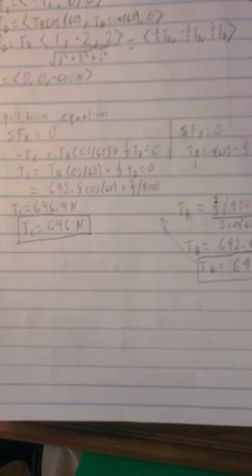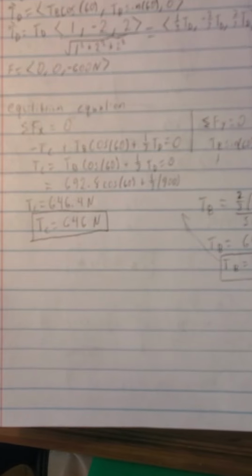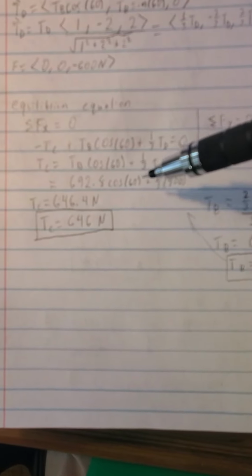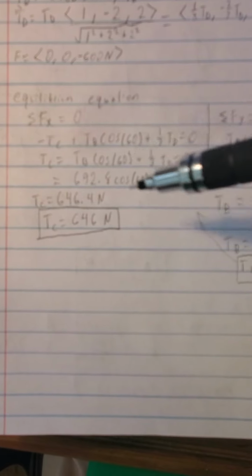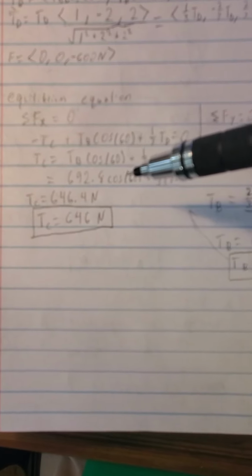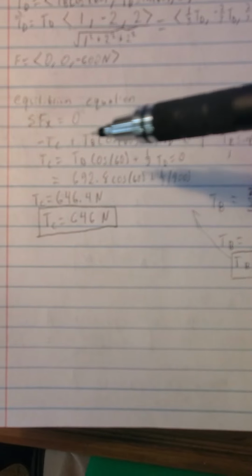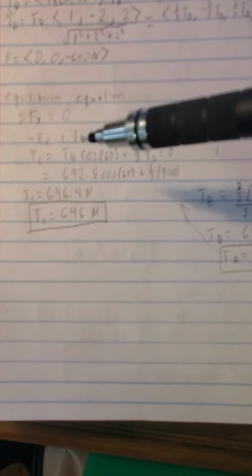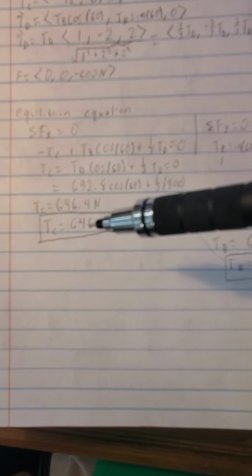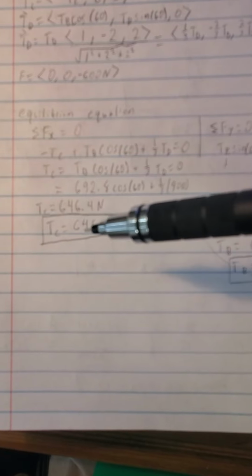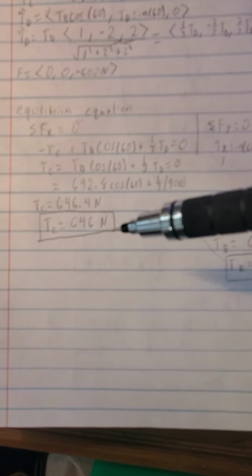And there's 3 unknowns in this, and since we solved for 2 of the unknowns, we can plug them into this equation and solve for TC. So we move the TC over here and then plug in our values for TB and TD. And once we do that and solve, we get 646.4 newtons, and that rounds to 646 newtons.